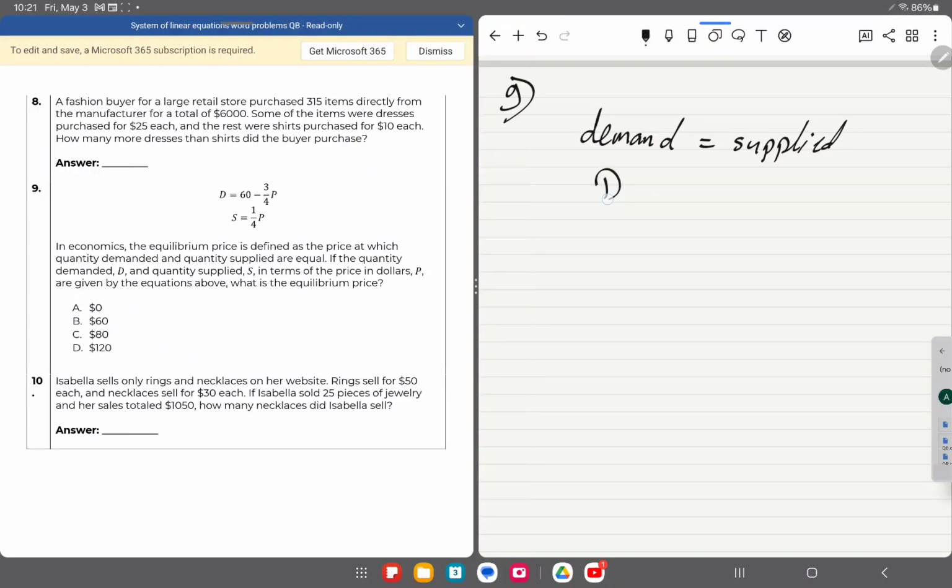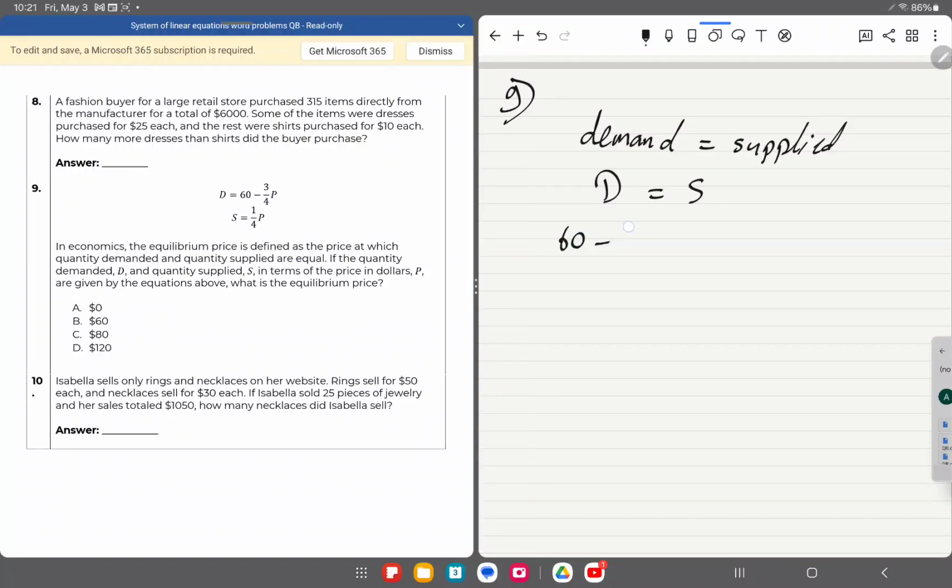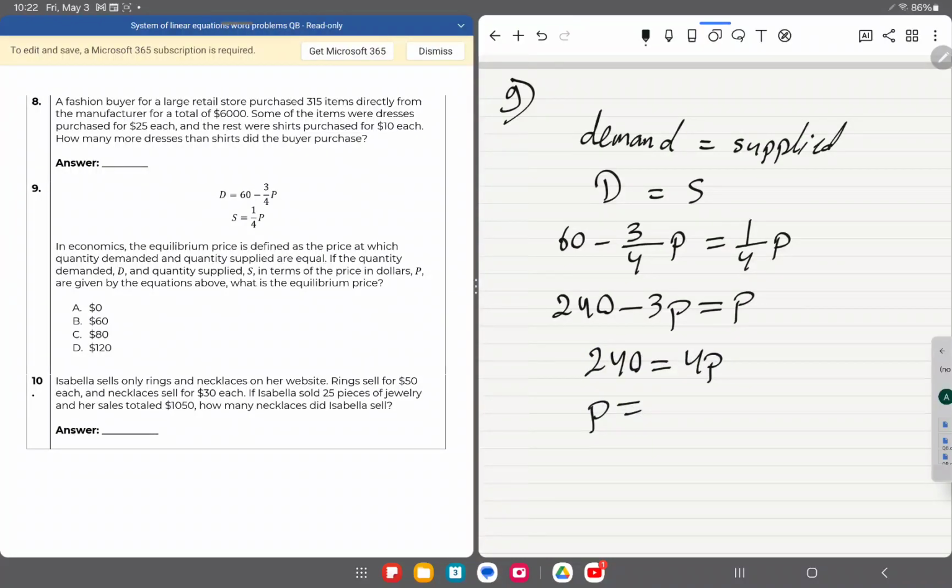If the quantity demanded and the quantity supplied in terms of the price in dollars are given in the equations above, what is the equilibrium? So I'm going to have to set them equal to each other. 3 over 4p is equal to 1 over 4p. Now I'm going to multiply all of it by 4. So 240 minus 3p is equal to p. 240 is equal to 4p. P is equal to 60. So my answer is B.